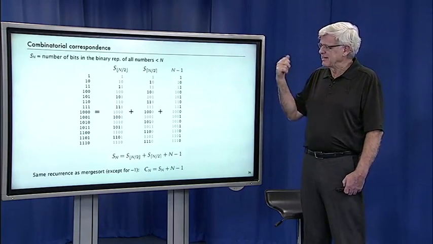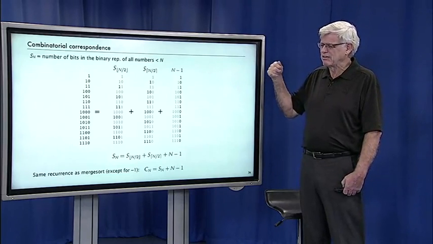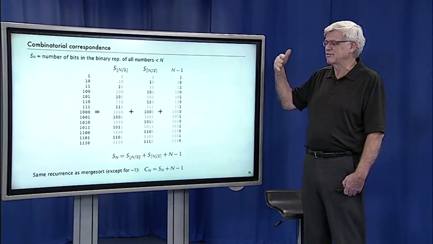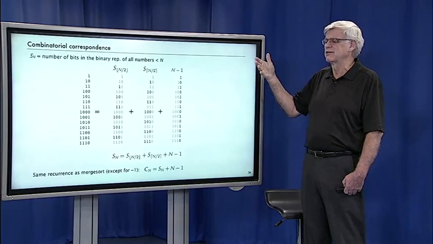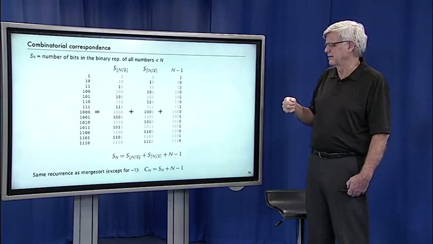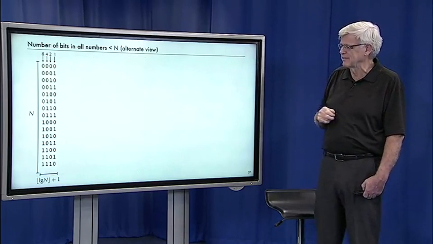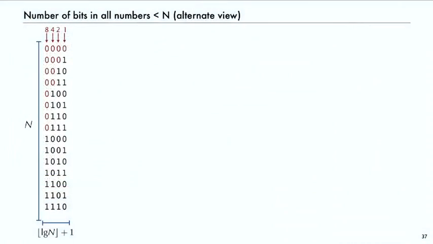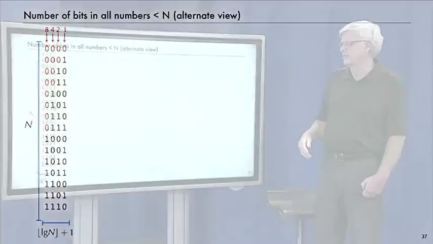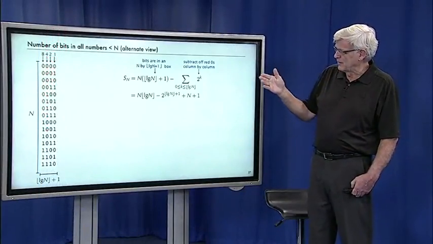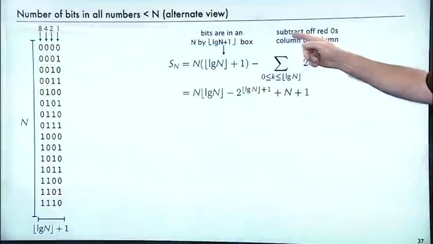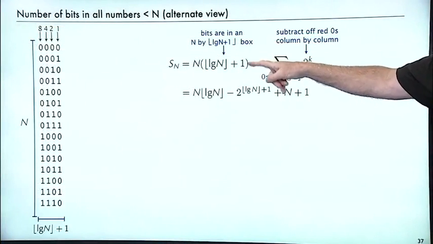When you think about it, that number of bits in the binary representation of all the numbers less than n is going to have some kind of oscillation, because when you come to powers of 2, things are going to change. So this is just another way of looking at the number of bits in all the numbers less than n. In one dimension you've got n, in the width you have floor of log n plus 1. So the bits are all in a big n by floor of log n plus 1 box.